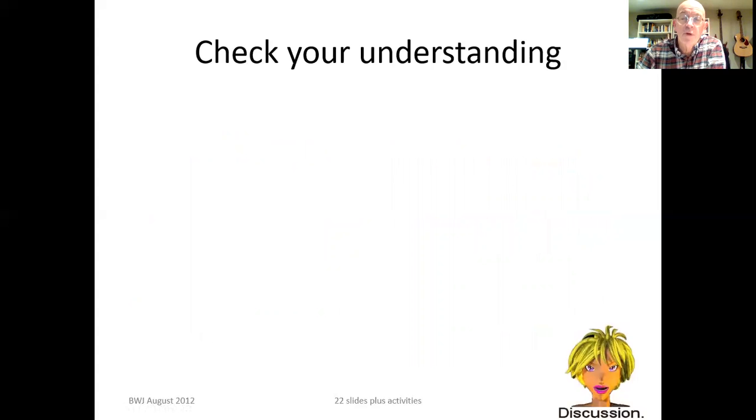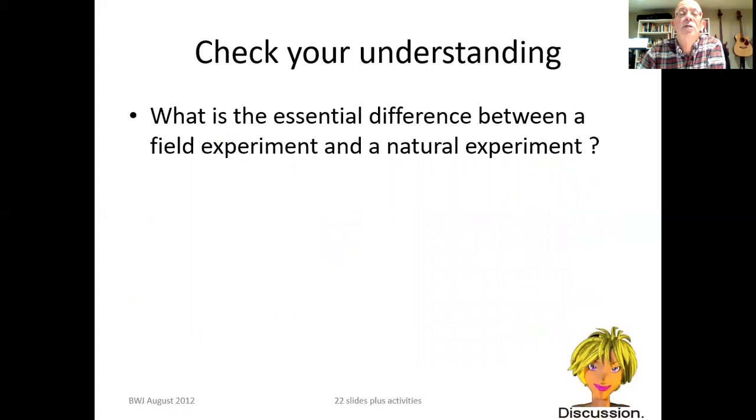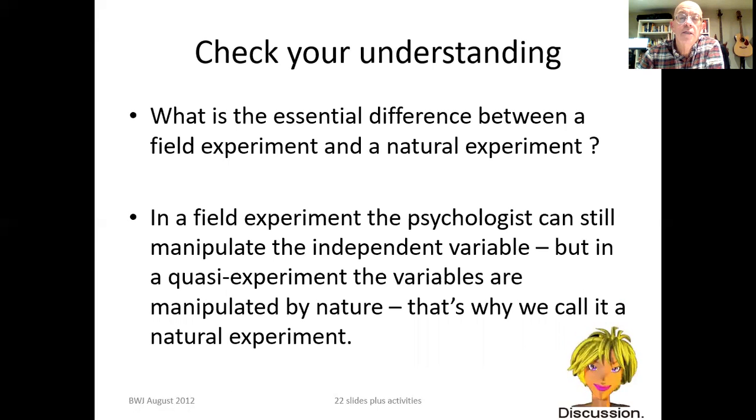So let's just check where we're up to on this. You should be able to say quite clearly what the difference between a field experiment and a natural experiment is. Can you? Give yourself 5 seconds. In a field experiment, as we've seen, the psychologist can still manipulate the independent variable. So we might think of something like Piliavin, and we talked about the subway Samaritan experiments that we've looked at. But in a quasi experiment, the variables are manipulated by nature, and that's why it's called a natural experiment.